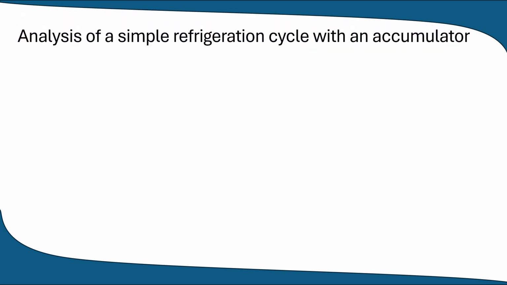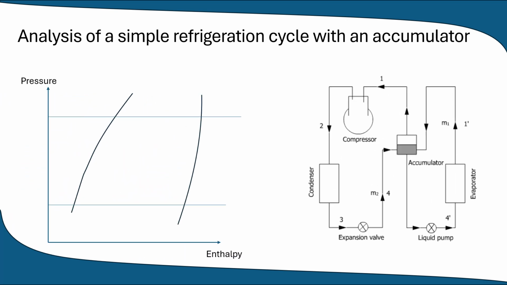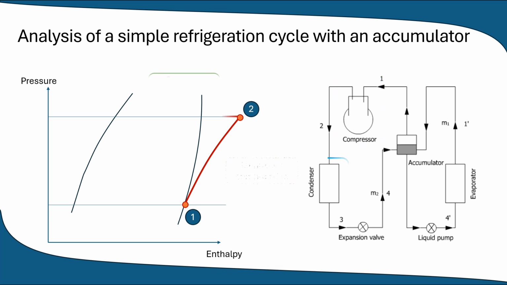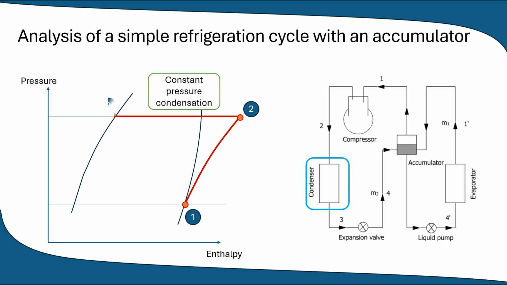Now, let's explore the thermodynamic processes of a refrigeration cycle with an accumulator. First, the dry saturated vapor from the accumulator is isentropically compressed in the compressor. Then, it undergoes a constant pressure heat rejection process from points 2 to 3 in the condenser.